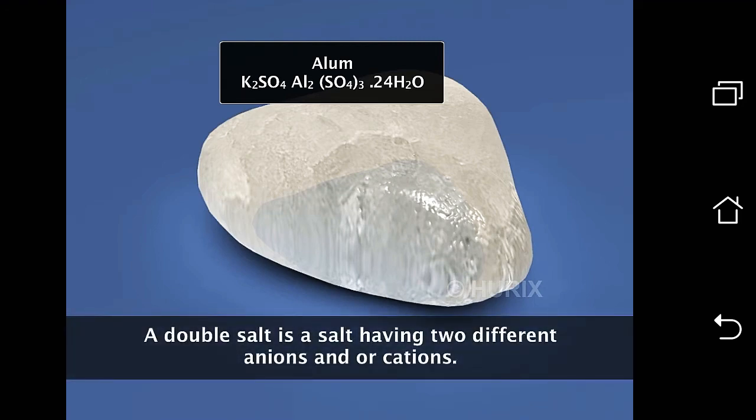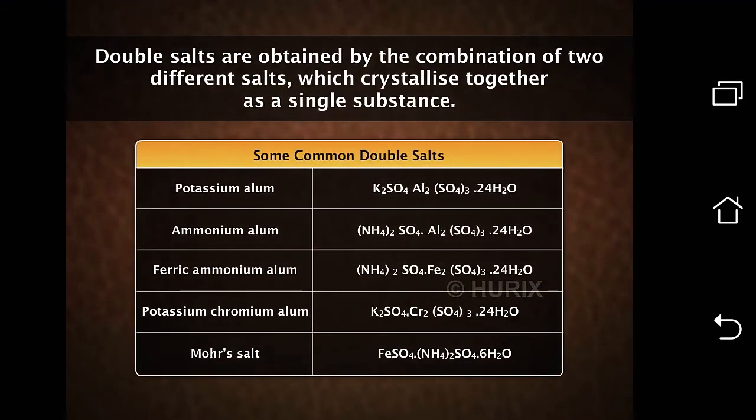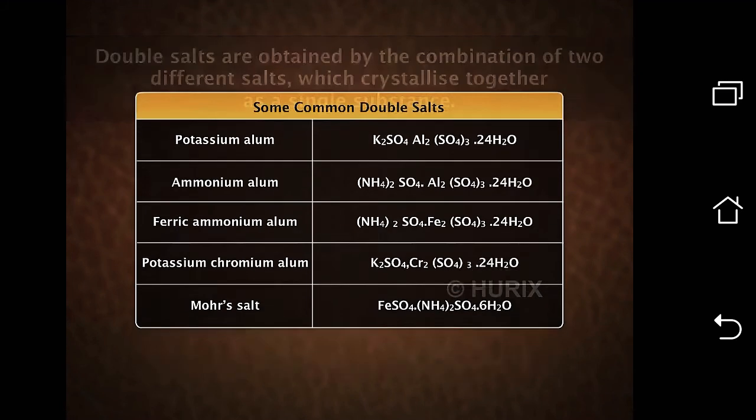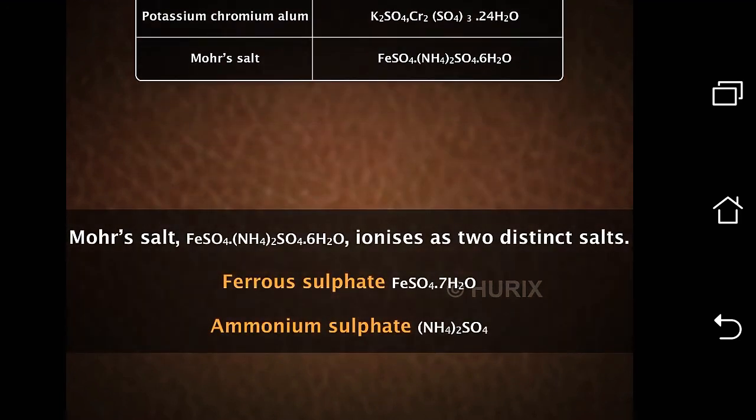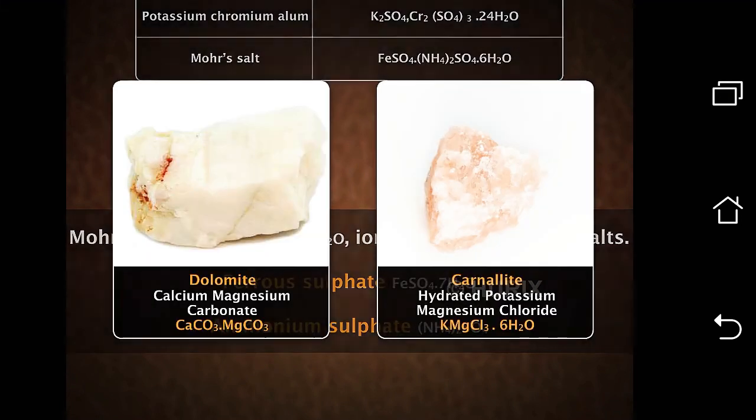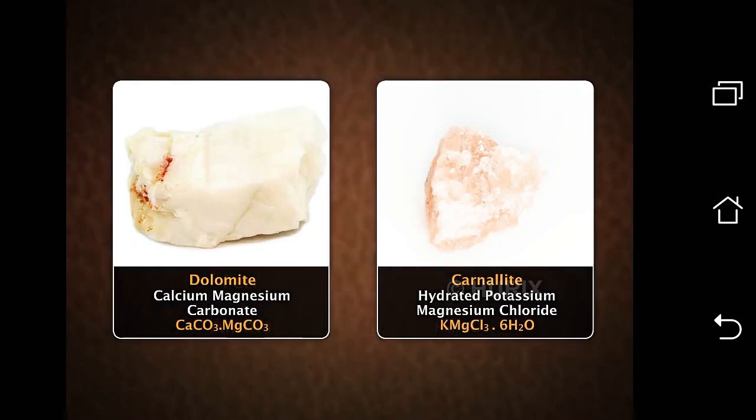A double salt is a salt having two different anions and or cations. A double salt is obtained by crystallization from a solution containing two different salts in the same concentrations in terms of moles per liter. During the formation of double salts, no new ions are formed. Double salts ionize as two distinct salts when dissolved in water. Minerals such as dolomite and cardinalite are examples of double salts.